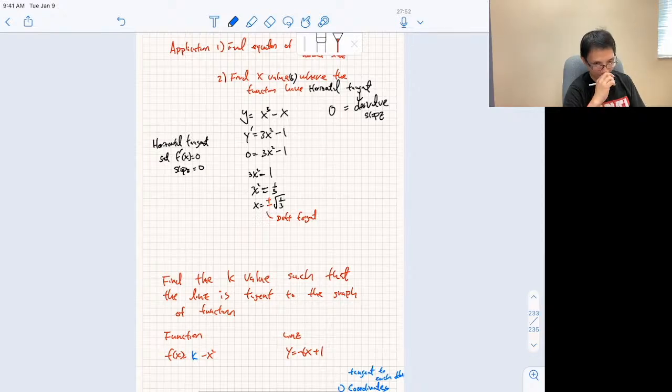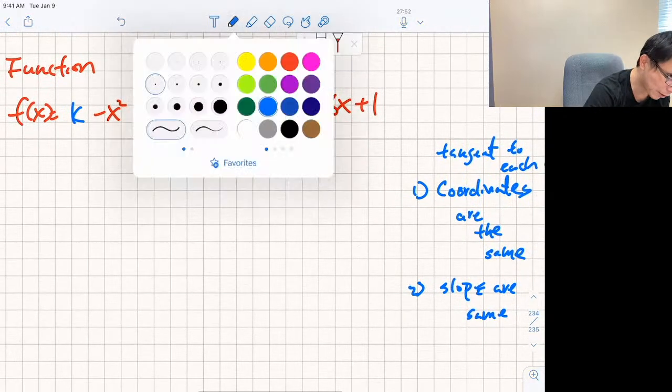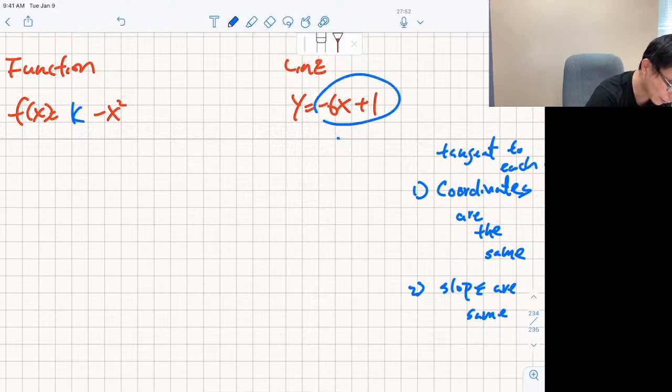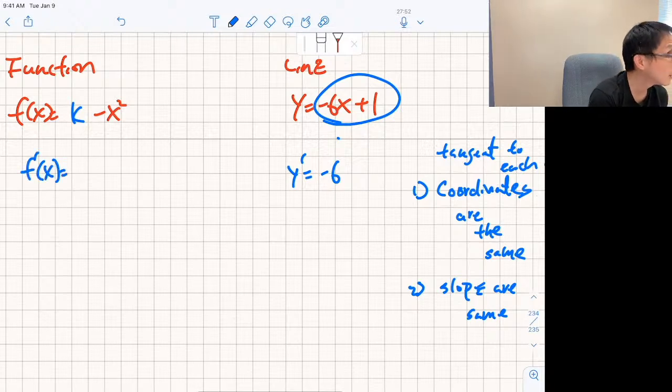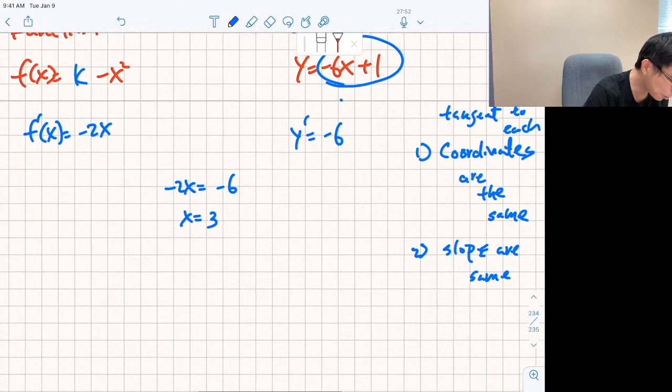Okay. Can I go over it? First of all, understand the slope is the same. How do I find slope? Well, I'm going to take a derivative of this side, right? Y prime is equal to negative 6. F prime of x is going to be what? Negative 2x, because k is going to go away. Can I set them equal to each other? X is equal to what? 3.